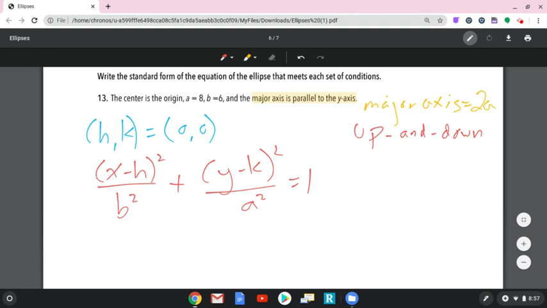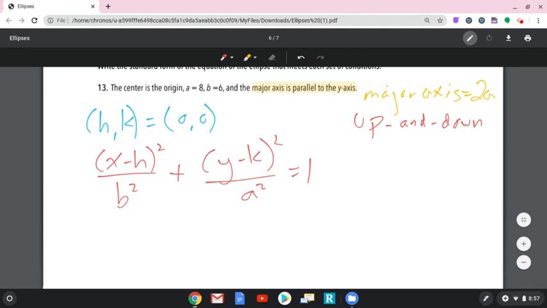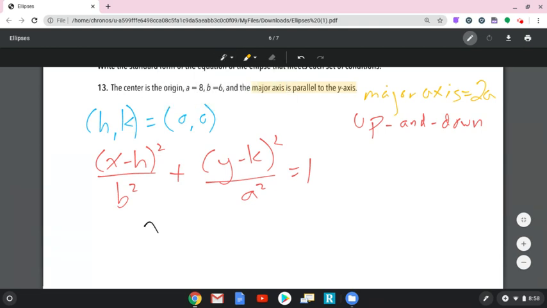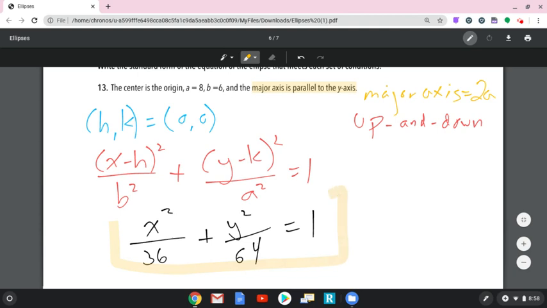So now we just plug in our values. We know b is 6, a is 8, and h and k are 0. So my answer should be x minus 0 squared, which is x squared, over b squared, which is 36, plus y minus k, which is just y squared, over a squared, which is 64, equal to 1. This would be my standard form equation of the ellipse.